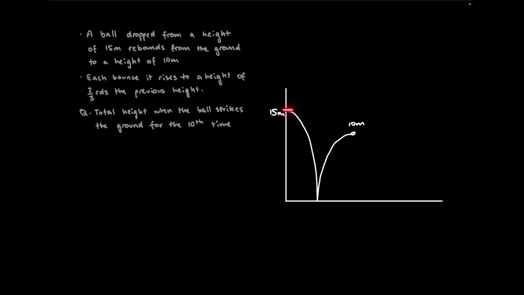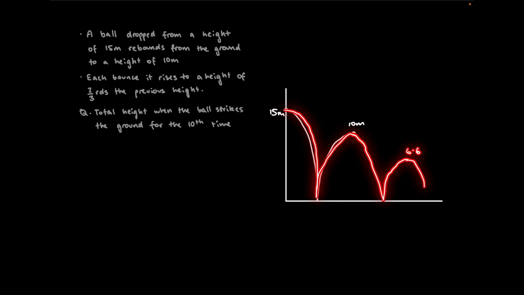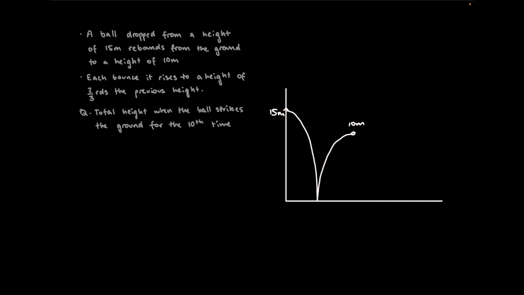So after dropping it from 15 meters high, it bounces back to 10 meters. Then when it bounces again, it'll bounce back up to 2/3 of 10 meters, in this case 6.6 meters. Then it'll continue that pattern each bounce. So it'll go 10 meters, then back down, then up to 2/3 that value, in this case 6.6, and go back down, and so on and so on.